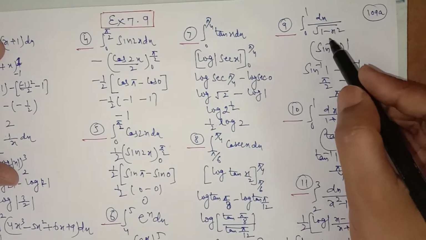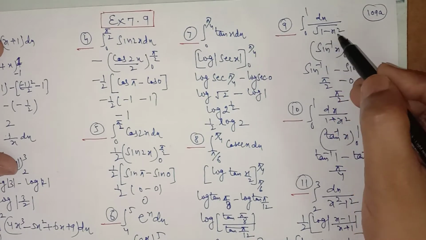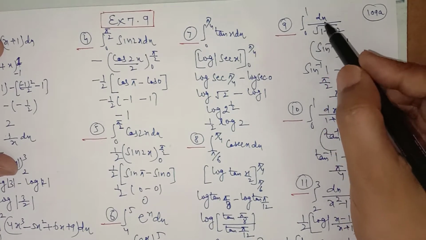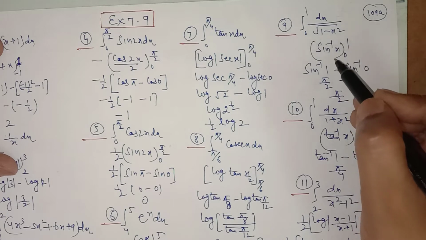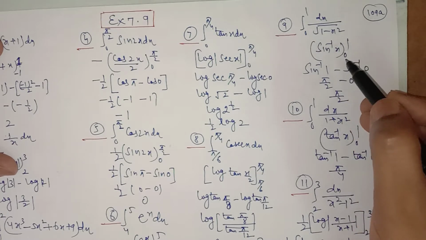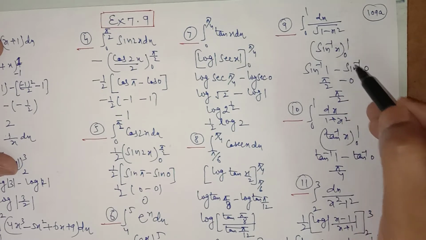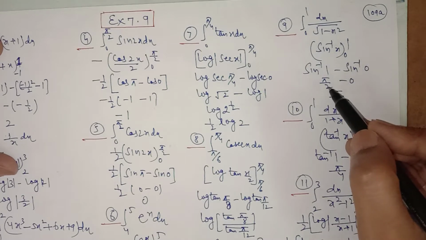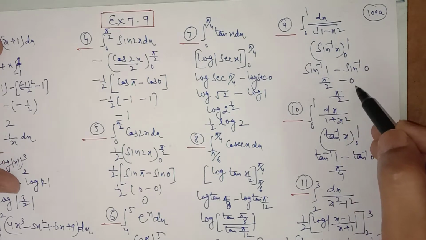Now in question number 9, it is 1 upon under root 1 minus x square from 0 to 1, and the integral of 1 upon under root 1 minus x square is sine inverse x. So upper limit is 1, lower limit is 0. So sine inverse 1 minus sine inverse 0. Sine inverse 1 is pi by 2, you know it, and sine inverse 0 is 0.